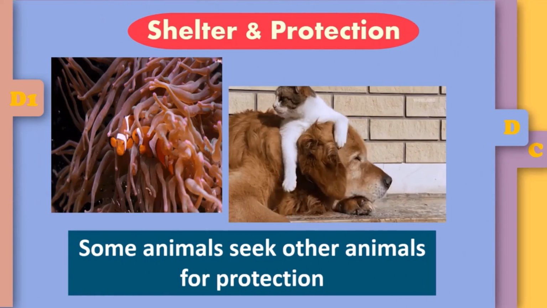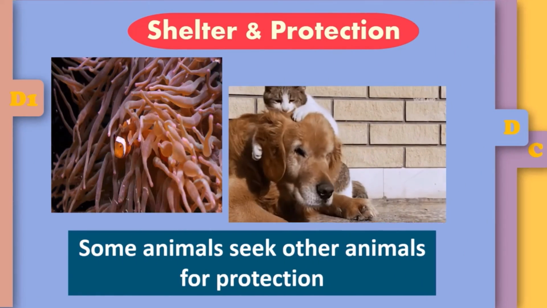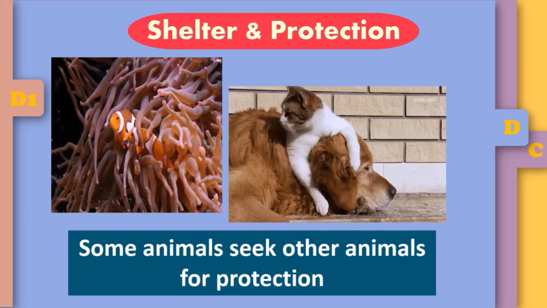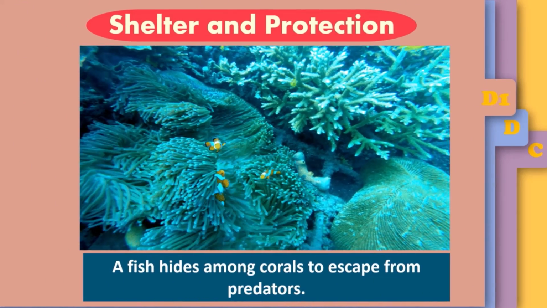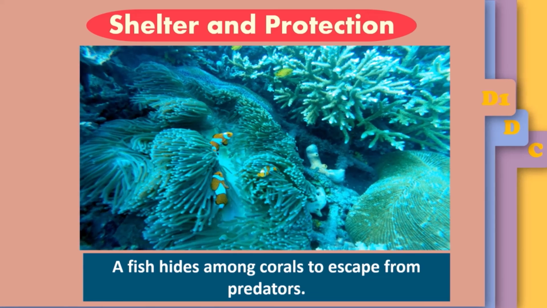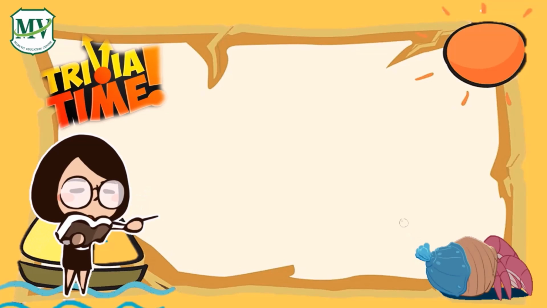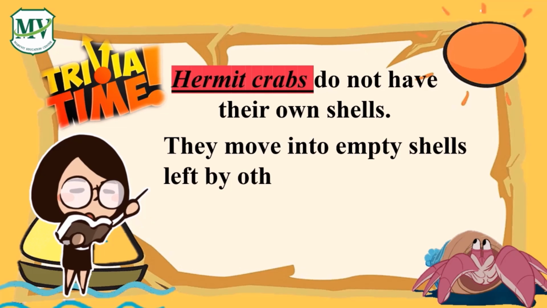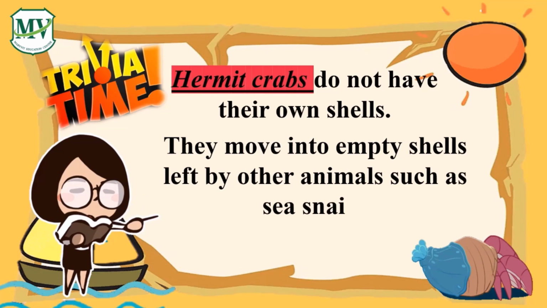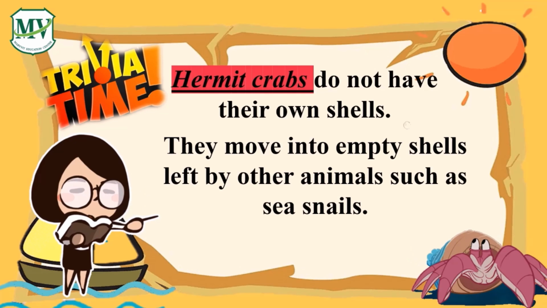Some animals also seek other animals for protection, like fishes. Some fish hide among corals to escape from their predators. Now it's time for a trivia. Did you know that hermit crabs do not have their own shells or their shelter? They move into empty shells left by other animals such as sea snails.